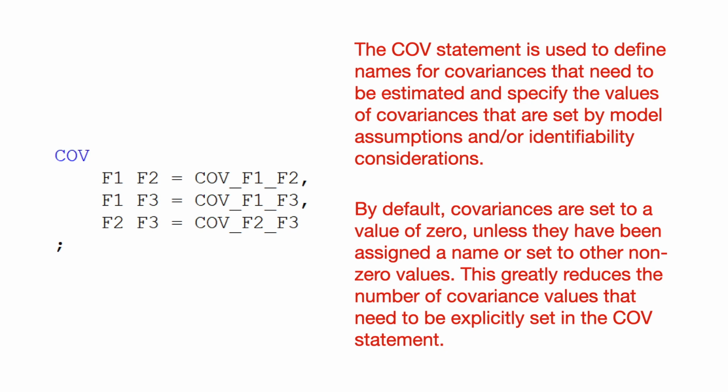Now, this is very convenient because it greatly reduces the number of covariance values that need to be explicitly set in the covariance statement. So as you can imagine, if that was not the default, if there were a lot of covariances equal to 0, we would have to explicitly set those covariances equal to 0. But by default, they are 0 unless we tell PROC CALIS otherwise.